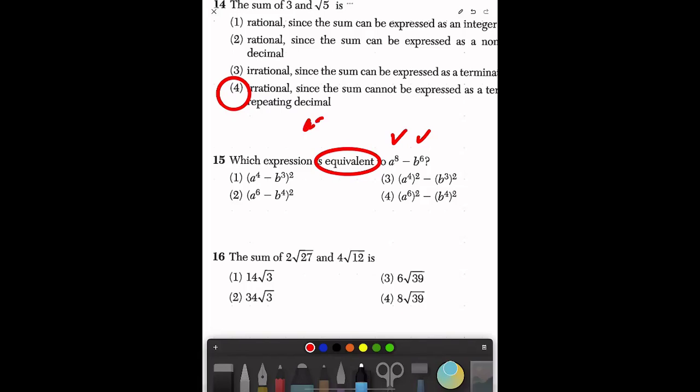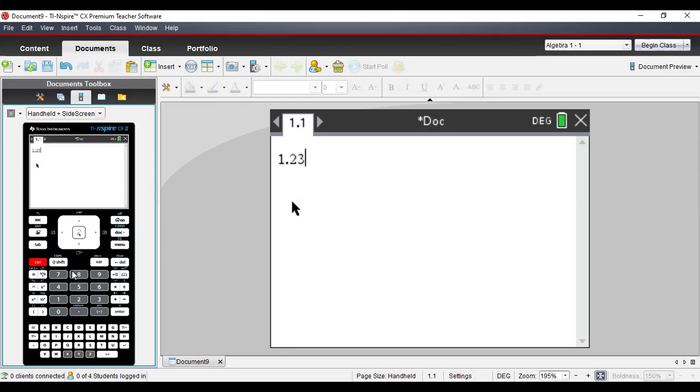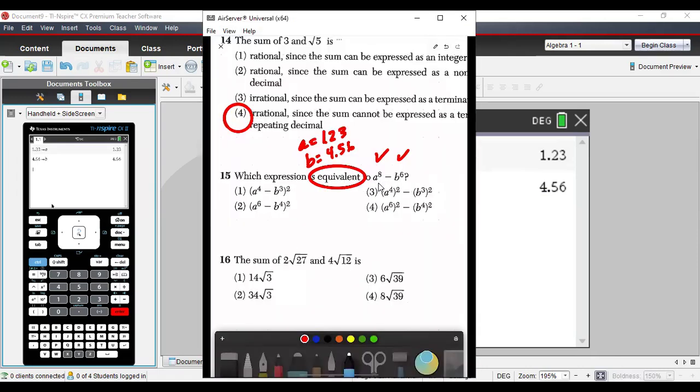All you're going to do is store a number in for A, and then store a number in for B. So the first number I'm going to store is 1.23. That's one of my favorite numbers. We're going to store that into A, and then we're going to store 4.56 into B. Now, if there was another variable, I would go 7.89 and store that into C. But once I've done that, I'm just going to type in this expression, and I'm going to see what the output is.